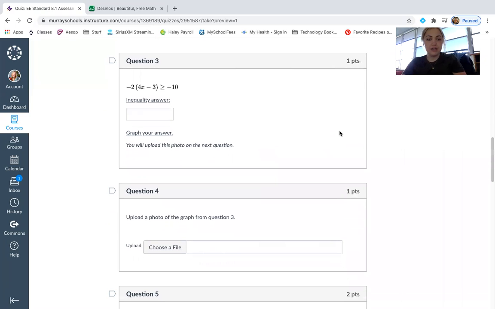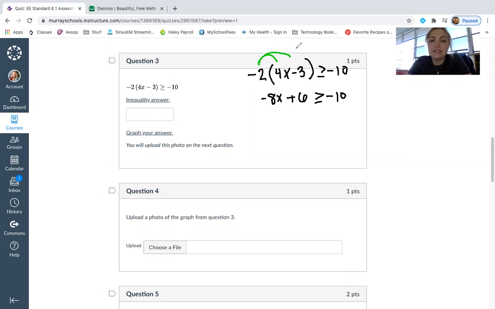Question number 3. The first thing that I'm doing here is I'm going to write down my inequality. Negative 2 times 4x minus 3 is greater than or equal to negative 10. All right, let's distribute that 2. When I distribute, I get negative 2 times 4x is negative 8x. Negative 2 times 3 is positive 6, and that's greater than or equal to negative 10. Then I can subtract 6 from both sides of this inequality. This is 0, and I have negative 8x is greater than or equal to negative 16.